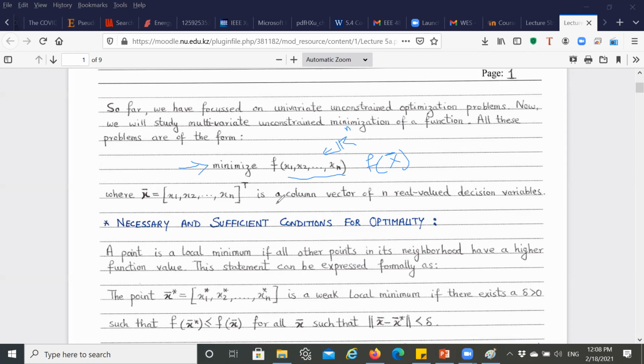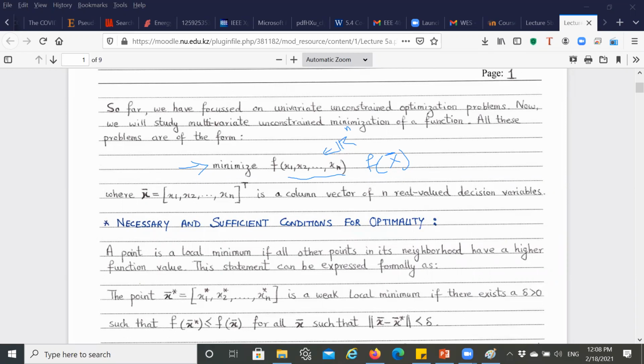So as I was saying, our objective is to solve for all the values of x1, x2, x3 up till xn that satisfy the restriction. And the restriction is that it should be in the range of the decision variables, which is Rn. And we want to minimize the functional value, that means f of x bar.